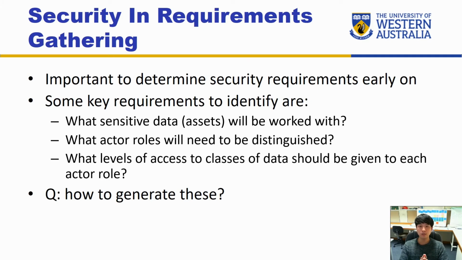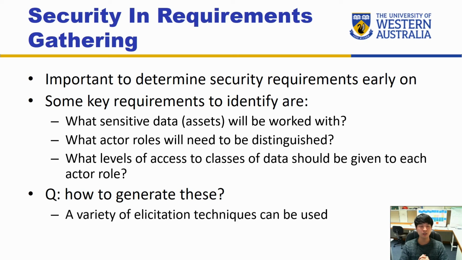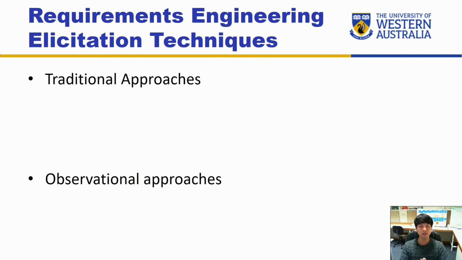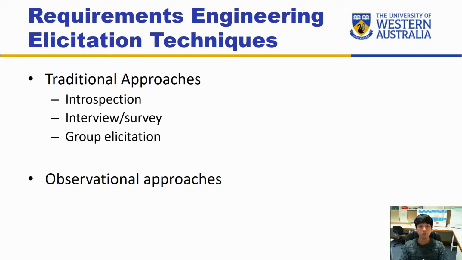Okay, so the next question is, how can we generate these? You need to remember that at this stage we are just gathering the requirements and we haven't quite built our software yet, but we would still like to answer some of those questions. One of the answers is that a variety of elicitation techniques can be used. Okay? So let's have a look at some elicitation techniques. The traditional approaches include introspection, interviews and surveys, and group elicitation. Okay, so those are the traditional approaches.